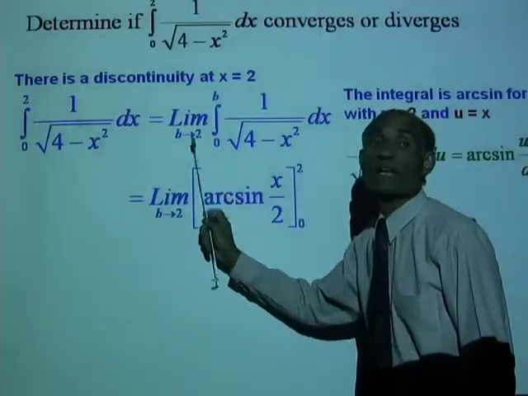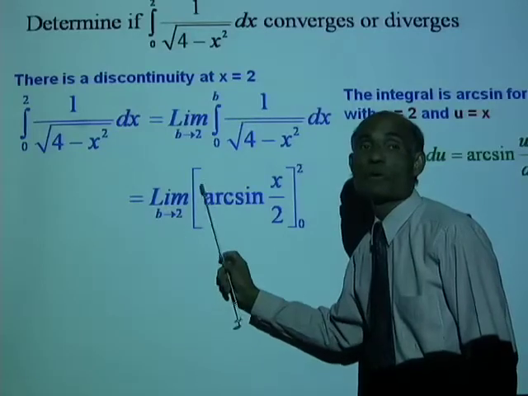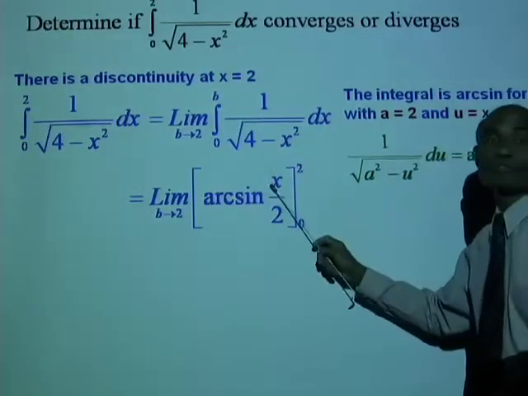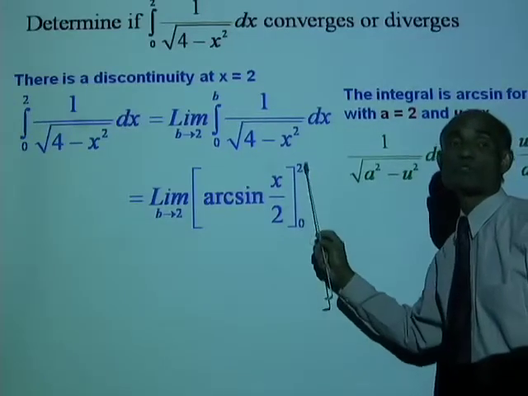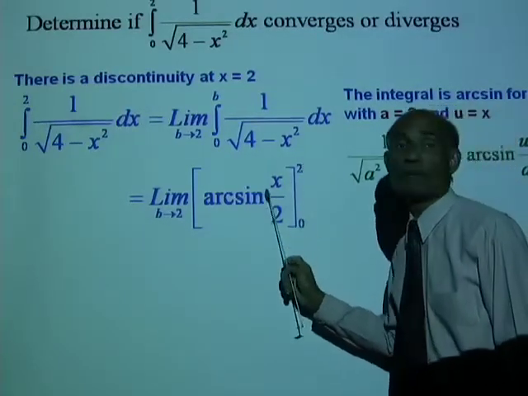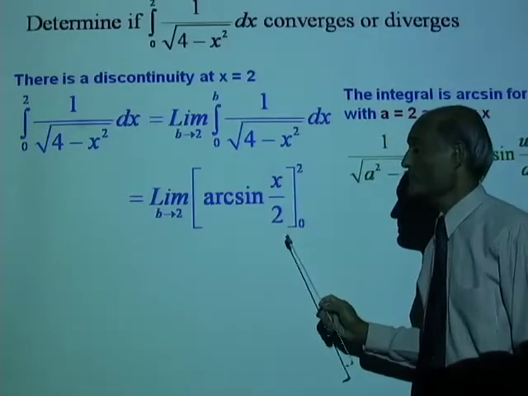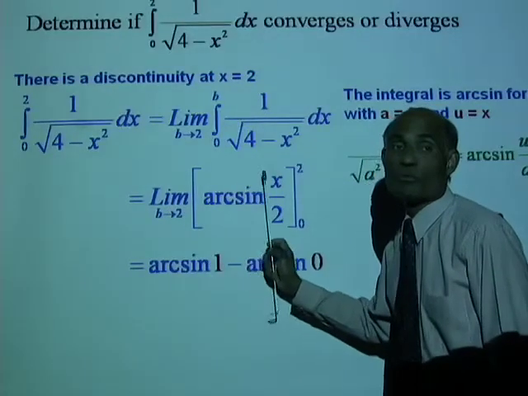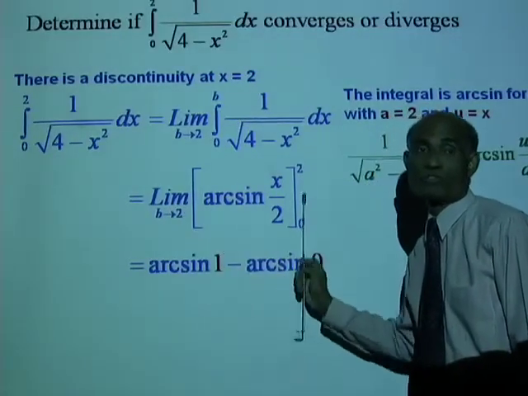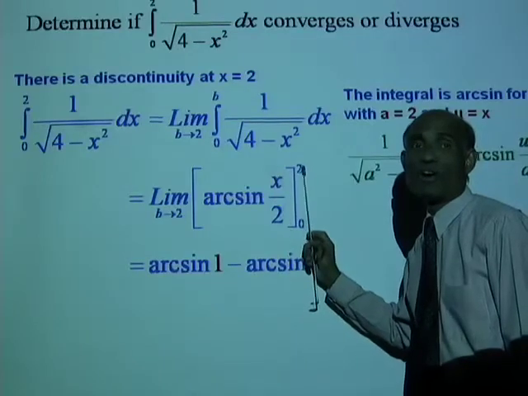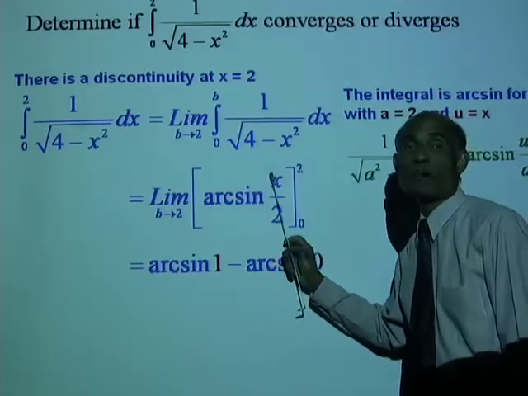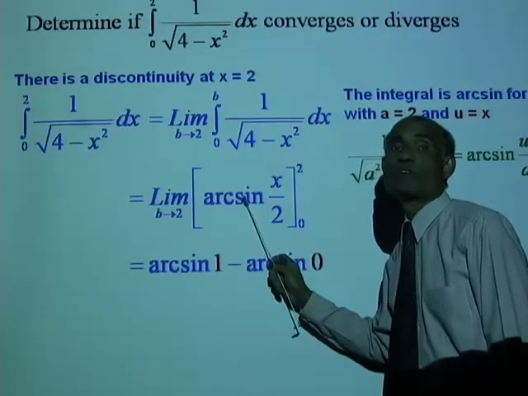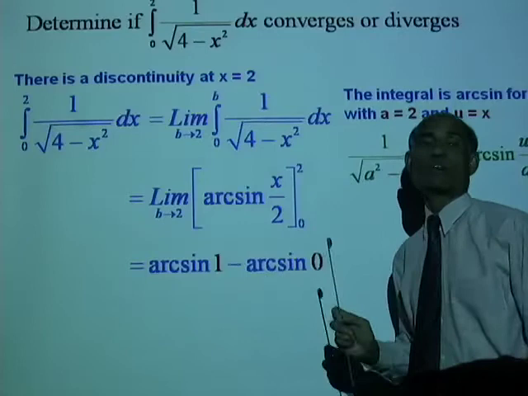Therefore, this will be limit b approaches 2 of arc sine of u over a, which means x over 2, with limits 0 to 2. Let's apply the upper limit and then the lower limit. When b goes to 2, when x equals 2, it becomes arc sine 2 over 2, that is arc sine 1, minus, when x equals 0, arc sine 0.